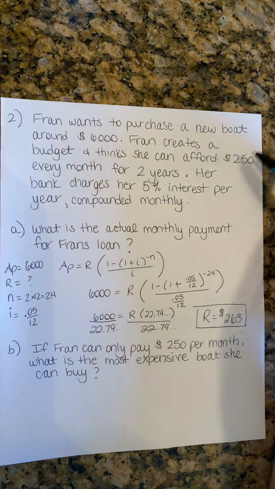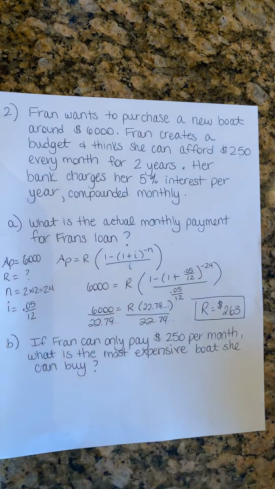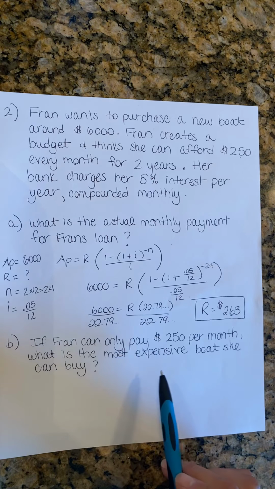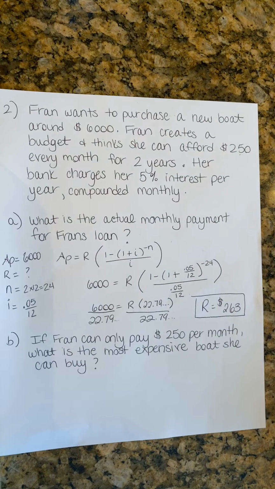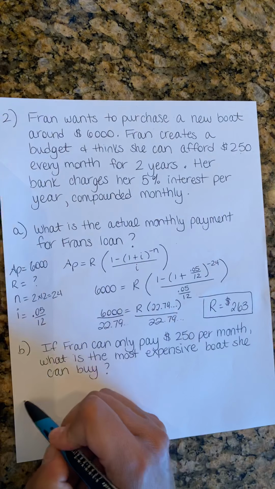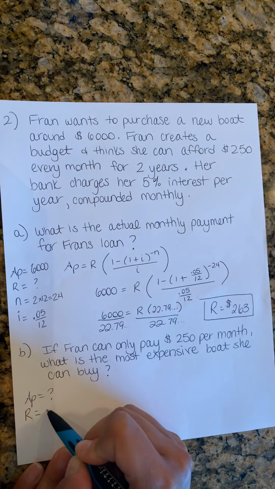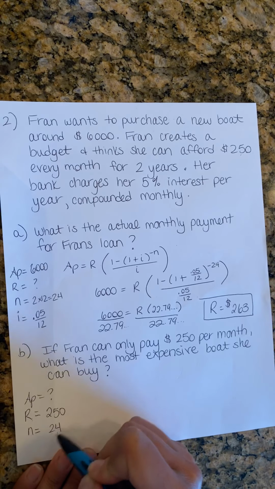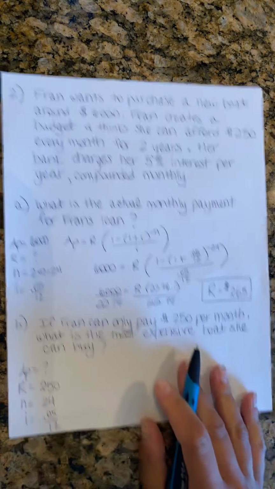So it's not far off from her payment, $250 versus $263. So $13 off. But if she can only afford to pay $250 a month, what's the most expensive boat that she can buy? Part B brings us back to the one we did before. We don't know now what AP is going to be. For our recurring payment, we want to use her $250. Our N is still 24, and our I is still 0.05 over 12.